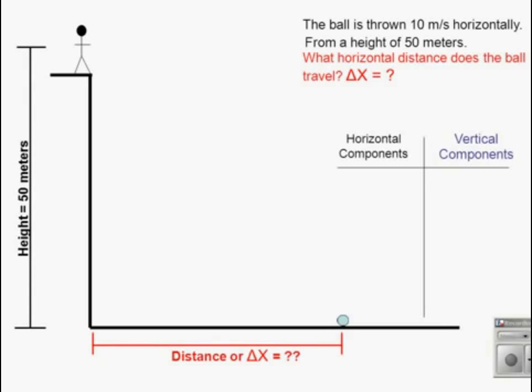We have to separate the horizontal components and the vertical components of the motion. We know that vertically, it dropped 50 meters, so we have a displacement vertically of negative 50 meters. We also know that the initial velocity vertically is 0, because he didn't throw it down, he didn't throw it up, he threw it horizontally. So when he let it go, gravity took over. We have an acceleration vertically of negative 9.8 meters per second squared. And we know that the horizontal component is 10 meters per second.